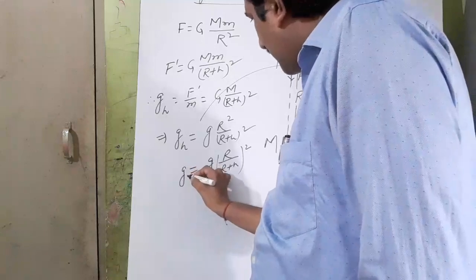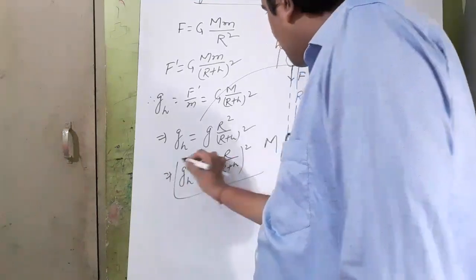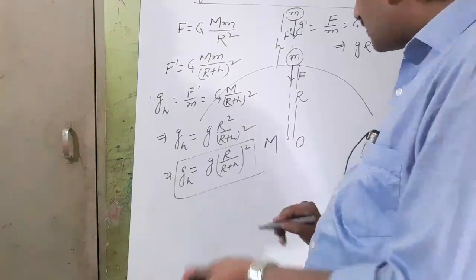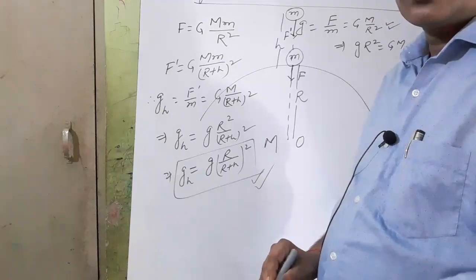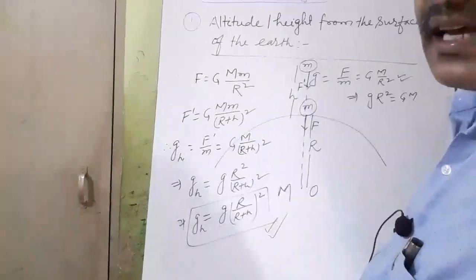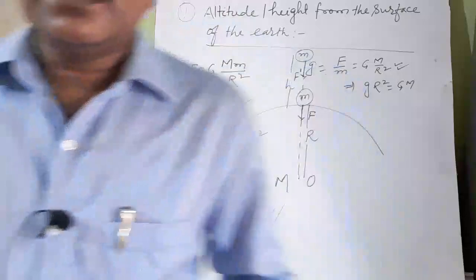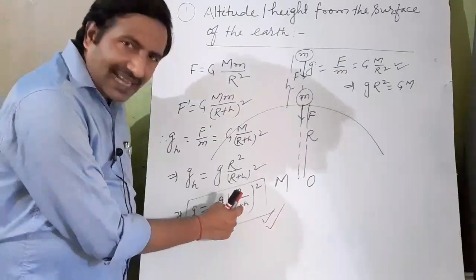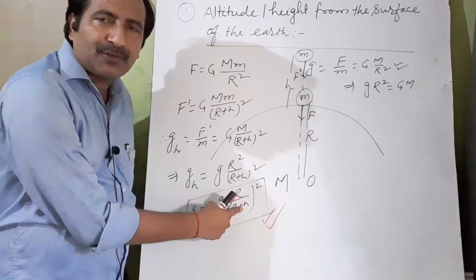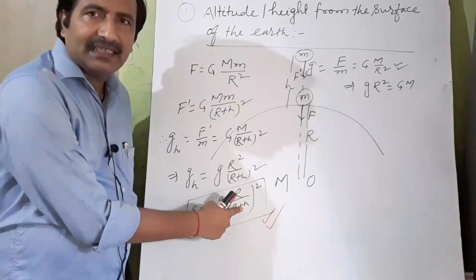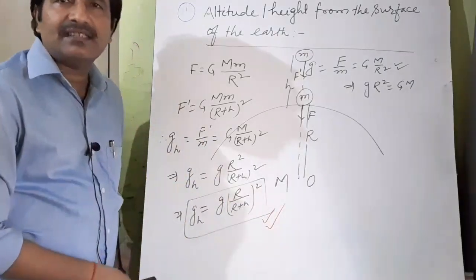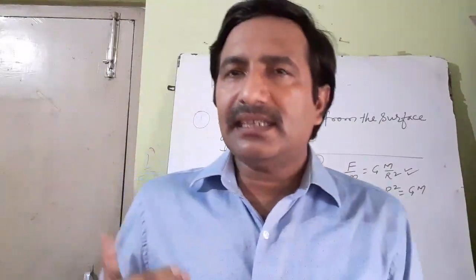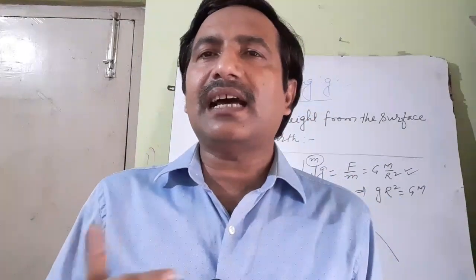So this is the formula for acceleration due to gravity at height h from the surface of the earth. You can be asked to derive this formula here. Got it? Okay. So this is the first factor which affects acceleration due to gravity. You can observe that when this h, the height from the surface of the earth, will increase, then acceleration due to gravity decreases.